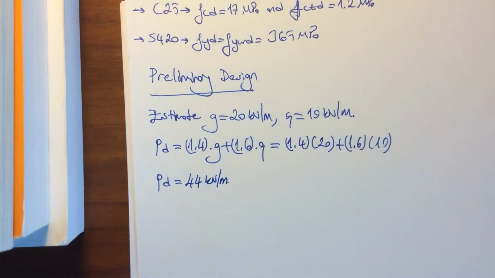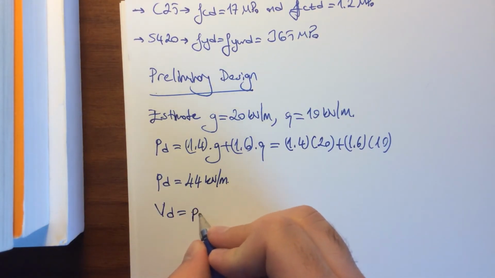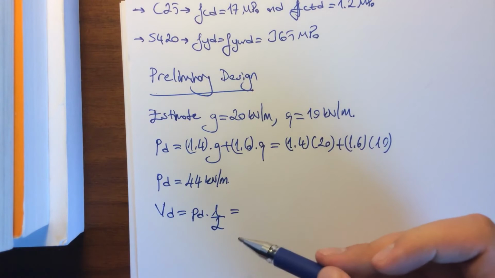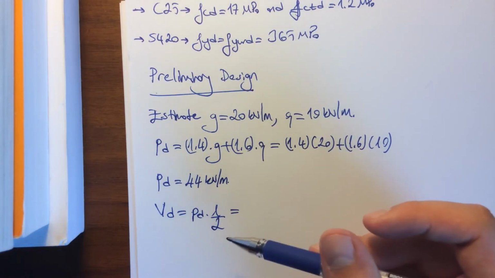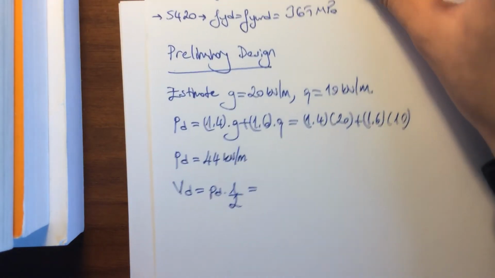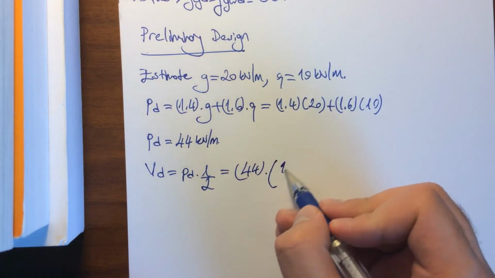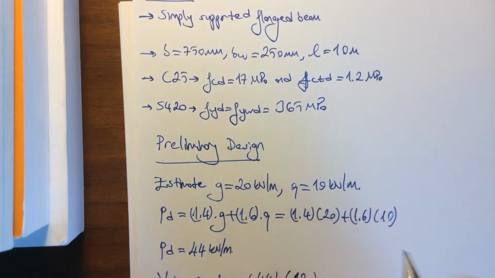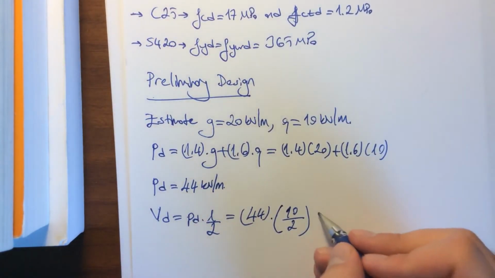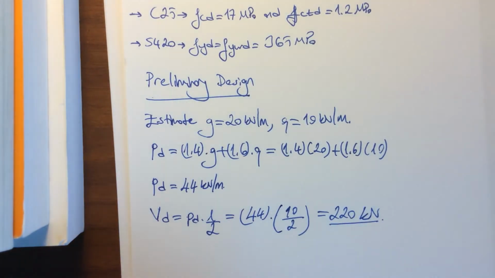And what is the critical design shear? In this case, we're going to use the very simple statics formula, PD times L over 2, to find the shear load acting on the cross section. So PD is 44, and L is 10, which is given in the question. So our VD then becomes 220 kilonewtons.